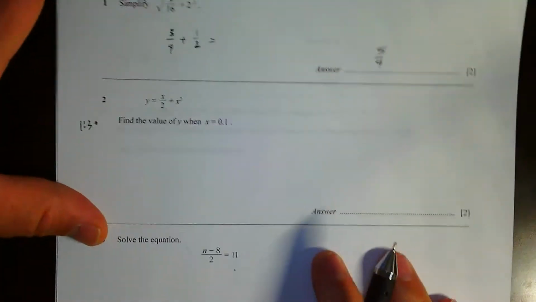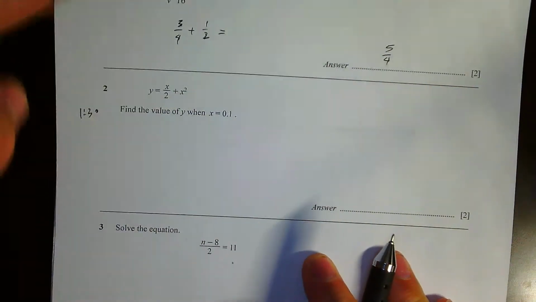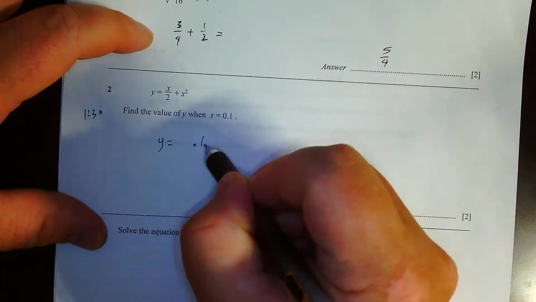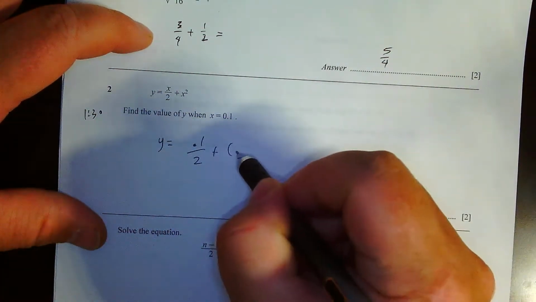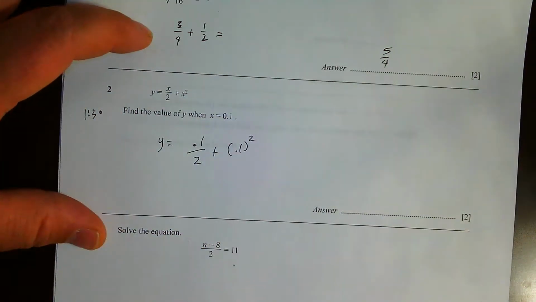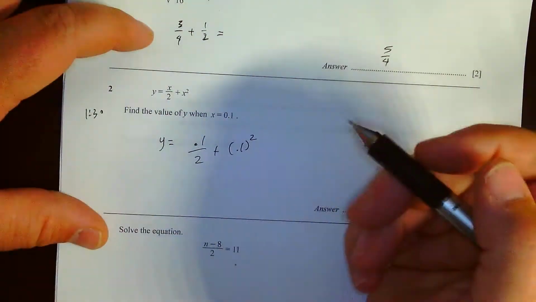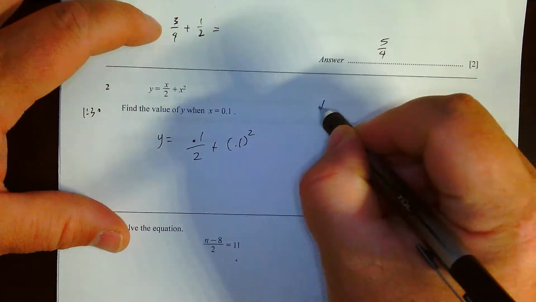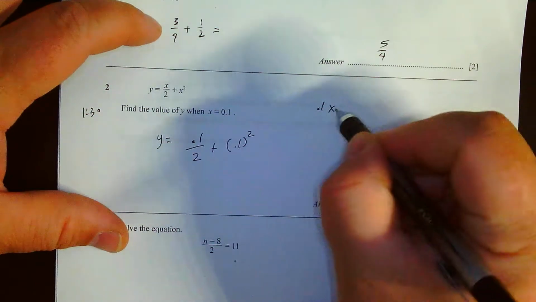Now, I'm going to go through this as quickly as I can, and come back and grade it later. Okay, 130 for number 2. So find the value of y when x is 0.1. So 0.1 over 2 plus 0.1 squared. Man, oh, I hate this. These always make me feel so dumb. Because this is basic arithmetic, right? Man, 0.1 squared times 0.1.